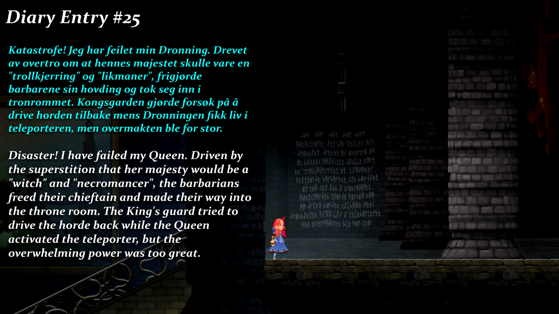Entry 25. Disaster. I have failed my queen. Driven by the superstition that Her Majesty would be a witch and necromancer, the barbarians freed their chieftain and made their way into the throne room. The king's guard tried to drive the horde back while the queen activated the teleporter, but the overwhelming power was too great.